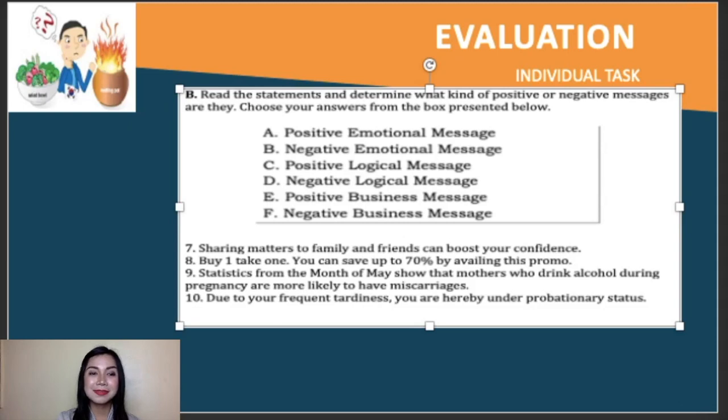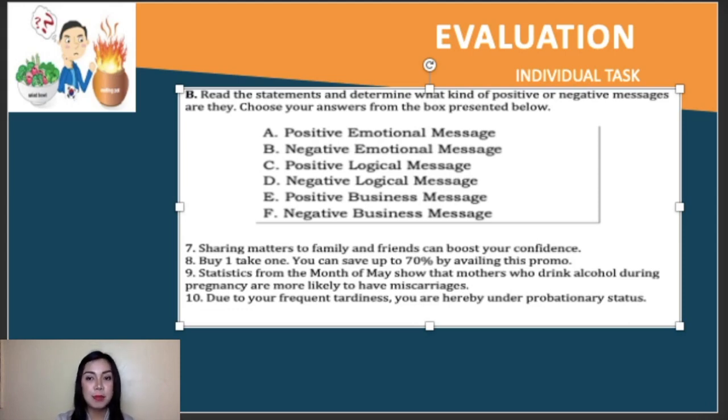Let's have test B. Are you ready, guys? Of course, you are all ready. Test B. Read the statements and determine what kind of positive or negative messages they are. Choose your answers from the box presented below. So these are the choices. Positive emotional message, that's letter A. Letter B, negative emotional message. Letter C, positive logical message. Letter D, negative logical message. Letter E, positive business message. And letter F, negative business message.